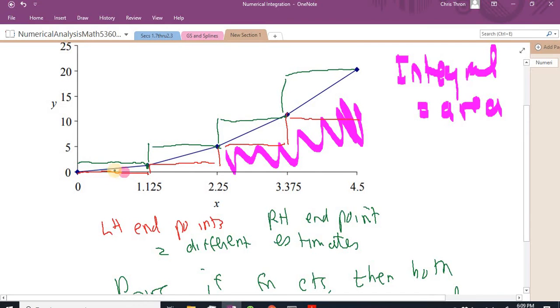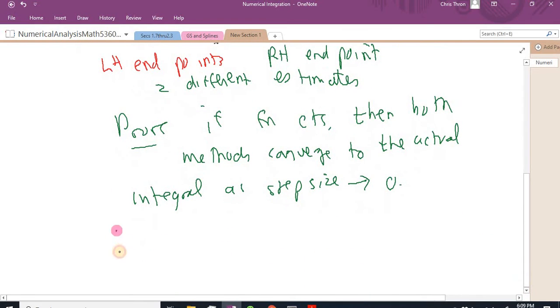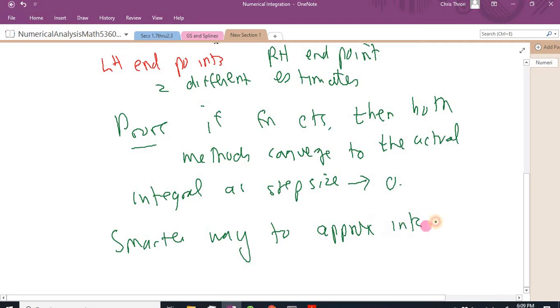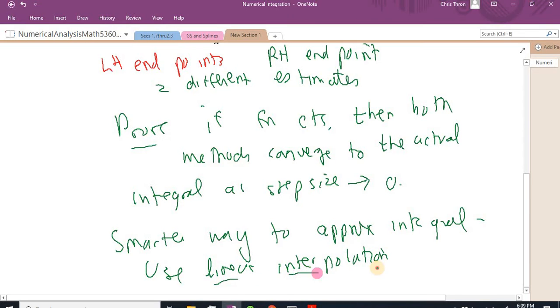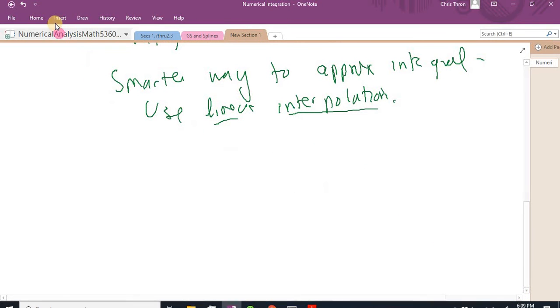and it's logical, instead of doing the upper or the lower, to do a linear interpolation. Do a piecewise linear interpolation and try to use that to get your area. So I can just say a smarter way to approximate the integral: you can use linear interpolation. All right, so let me grab that picture again and see what linear interpolation would give us.